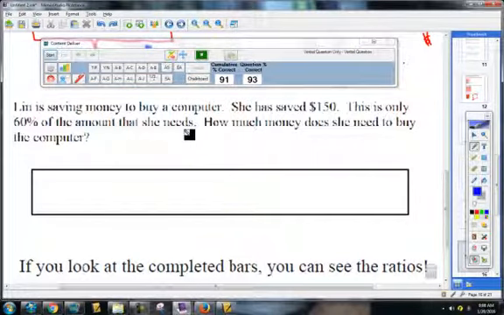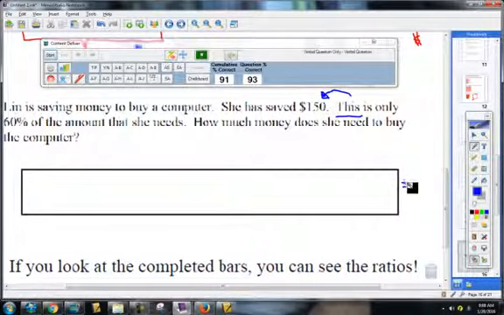Okay, Lynn is saving money to buy a computer. She has saved $150. This, meaning this, is only 60% of the amount that she needs. Does she have enough money to buy the computer right now? No. So right now, when we do our strip diagrams, everybody should already be putting it equals 100%, and it always equals some sort of total. So in this case, the whole strip is going to represent the total cost of the computer. Everybody agree with that? So I always just like to put the labels, and then I'm going to ask myself, okay, do I know that, or do I just know part of it? Okay, how much money does she need to buy the computer?